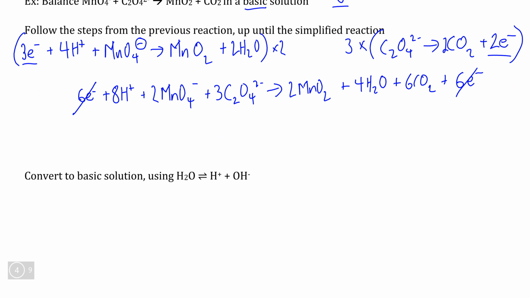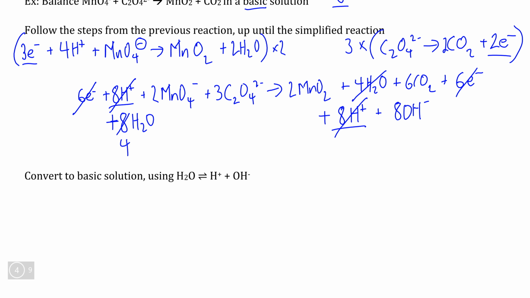So the final stage to balance out this redox reaction in basic electrolyte is to convert our H plus into OH minus, which we can do by adding 8 water molecules to the reactant side, and instead of adding 8 water to the product side, we would break these 8 water molecules into 8 H plus and 8 OH minus, and we can see that the 8 H plus on either side of the reaction cancels each other out. We have 4 water in the products and 8 water in the reactants, so the 4 in the products are canceled out, leaving only 4 water molecules in the reactants.